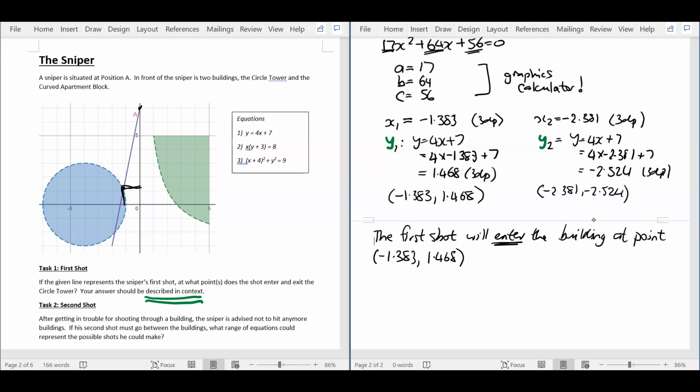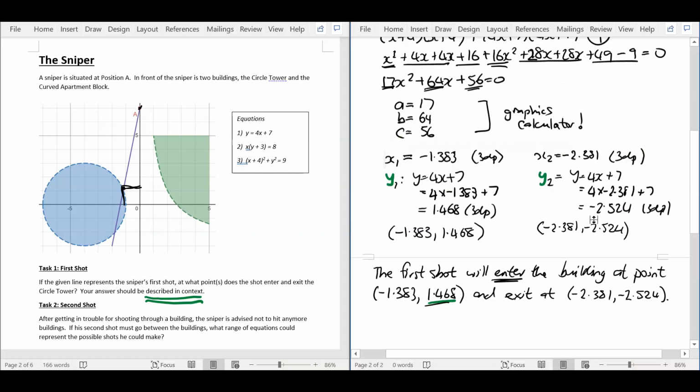And how I got that as to enter is I was expecting the one with a positive y value to be the entry, and the one with a negative y value will be the exit. So that's why this one here had a positive y value. And exit at, and then I'm going to state the other point, negative 2.381, and then negative 2.524.